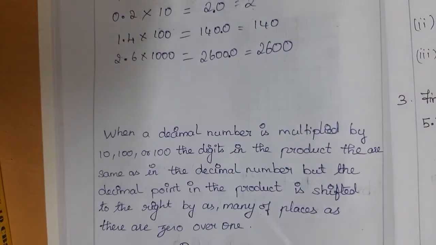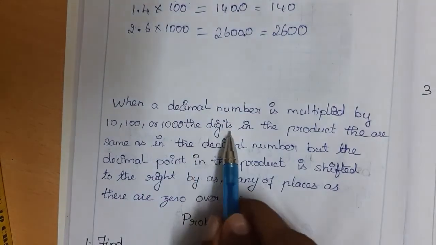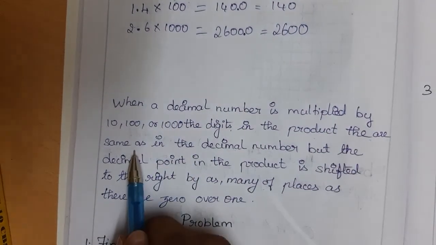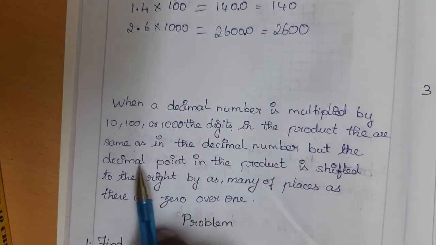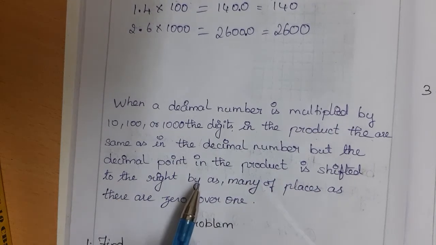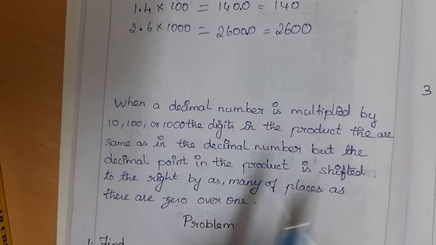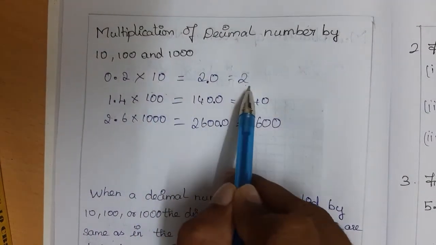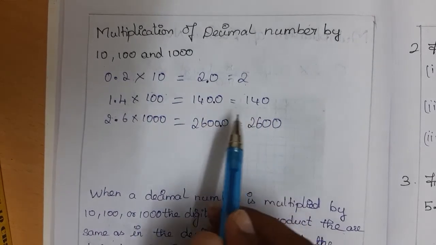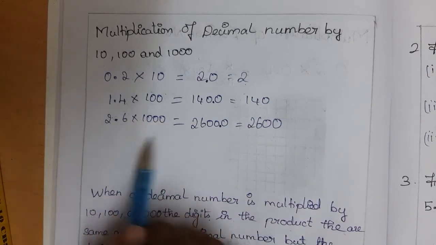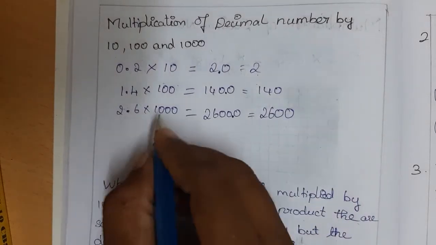And you can see here, when a decimal is multiplied by 10, 100 and 1000, the digits in the product are the same as in the decimal number, but the decimal point in the product is shifted to the right by as many places as there are zeros over 1. Zeros over 1 here is 1, so we have moved 1 place. Zeros over 1 here is 2, so we have moved 2 places. If there is no number, we can add a 0, and with 3 zeros we move 3 places. I will show you one more example.